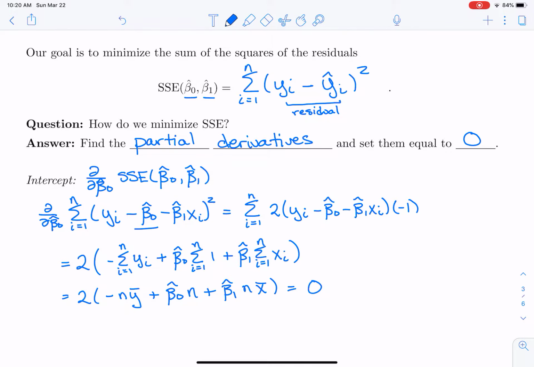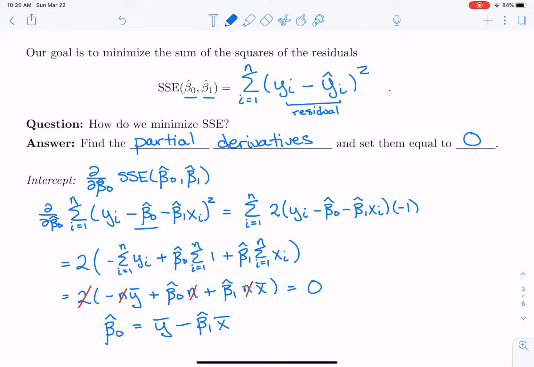Okay, so notice that I can go ahead and just divide out the 2. And then there's an n in every term, so I'm going to divide out the n. And so what I'm left with, if I solve for beta 0, is that beta 0 hat has to equal, bringing the y bar to the other side, a positive y bar minus beta 1 hat x bar. And so this derivative is equal to 0 when beta 0 is equal to y bar minus beta 1 x bar.